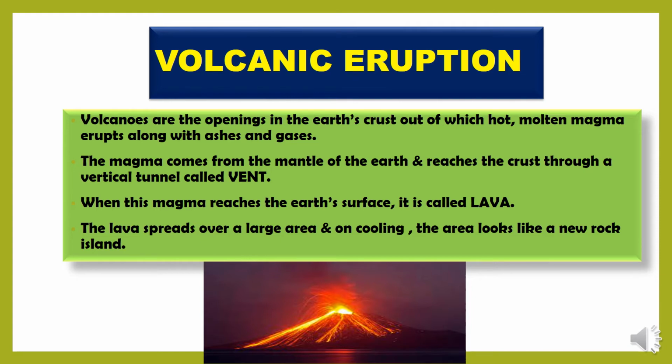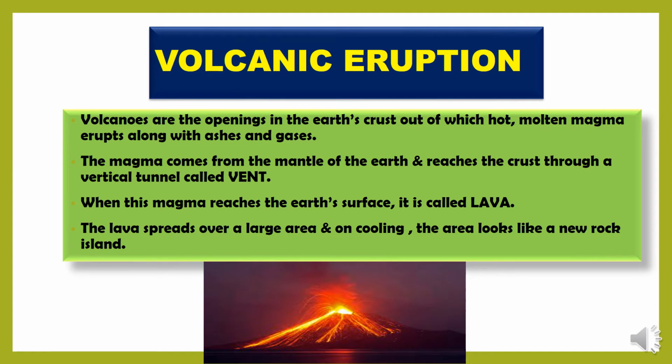When this magma reaches the earth's surface, it is called lava. Dear students, when it is inside the mountain, in the tunnel, it is called magma, and when it reaches the earth's surface, it is called lava. The lava spreads over a large area, and on cooling the area looks like a new rock island. When the lava cools down, it forms hard rocks. Basically, the word volcano comes from the name of the Roman god of fire, Vulcan.